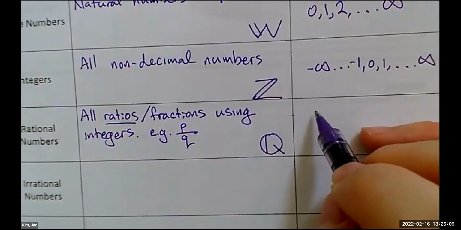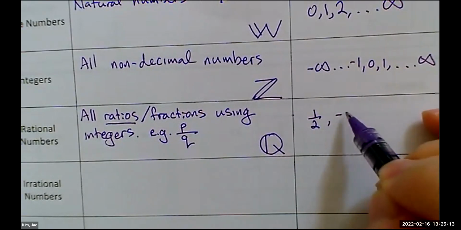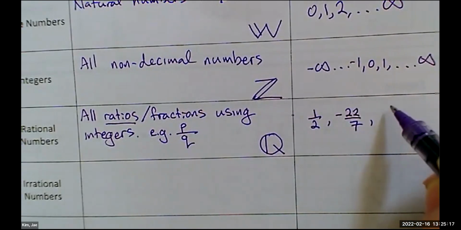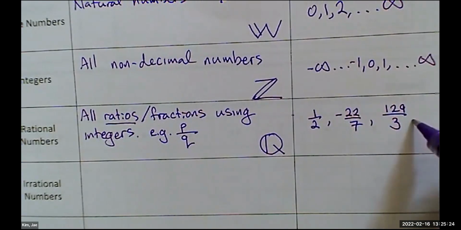Some examples, I think I wrote 1/2, negative 22/7, positive 129/3. I don't know, anything that can be written as a fraction.